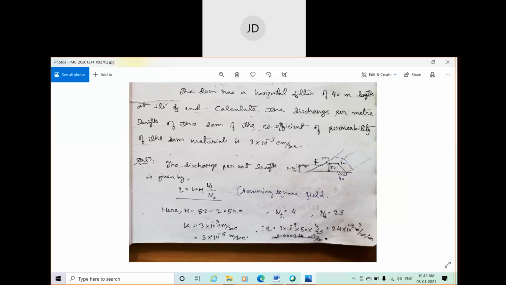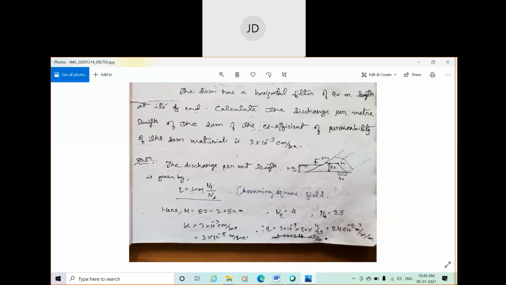2-meter. So the full reservoir level is at this point, and the height of the water will be 52 minus 2, that is 50, and this 50 meter will be considered as h for hydraulic head. Don't be confused, h is not considered as the height of the dam, it is considered as the head drop, and head drop is related to the height of the water. So here h equal to 50.